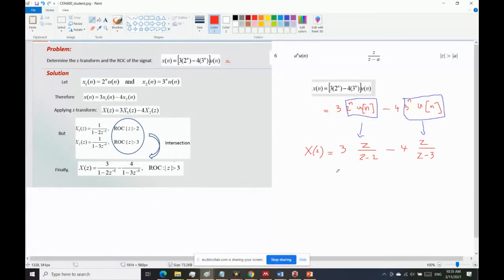The ROC, according to the first rule, for the first Z transform, Z must be greater than the absolute value of 2. For this one, the ROC, or rather the region of convergence, it's not a curve, it's a region in the complex plane: Z must be greater than the absolute value of 3. And between them, a logical AND, meaning we need to take the intersection of this region 1 with region 2.